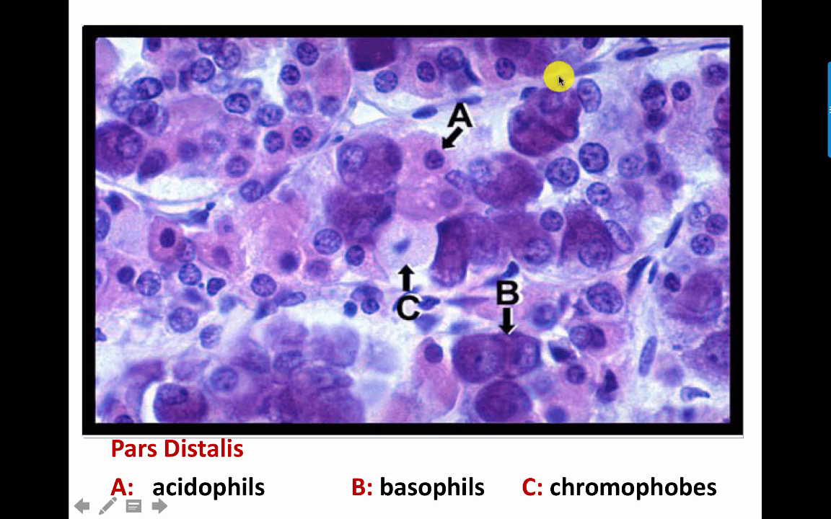Here we have a high magnification for the pars distalis, where we can see the chromophobes forming 50% of the total cells of the pars distalis, and the acidophils, which are one of the types of the chromophils, forming 37%, and the basophils forming 11%. Both the acidophils and basophils are the chromophils, which are 48%.